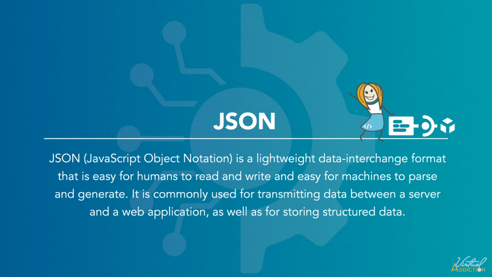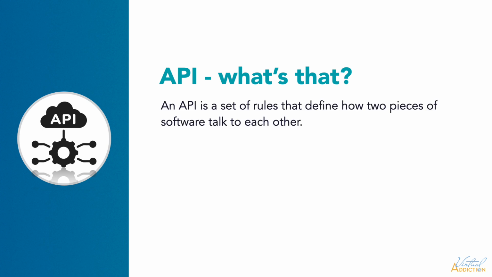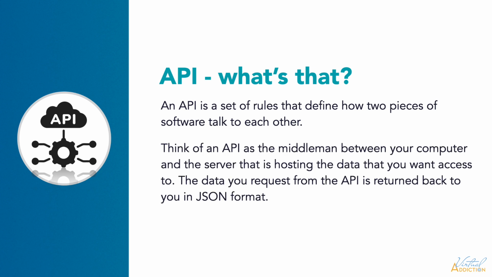web APIs. Wait a second, I thought we were talking about JSON. What's up with the API? Just in case you're unfamiliar with API, this stands for Application Programming Interface. It is a set of rules that define how two pieces of software talk to each other. You can think of an API as the middleman between your computer and the server that is hosting the data that you want to access.